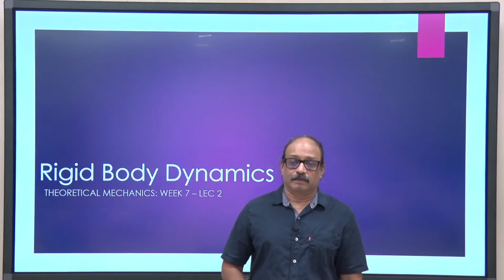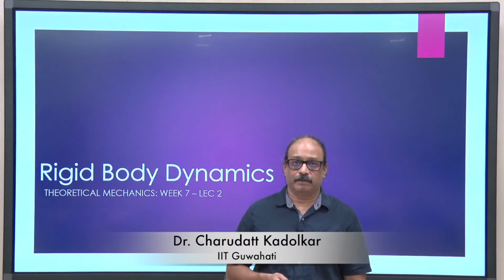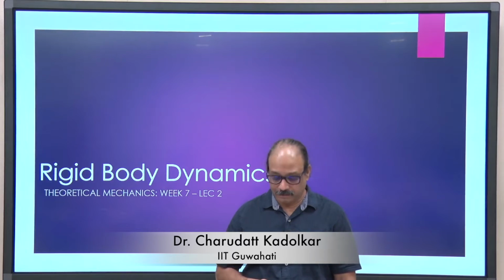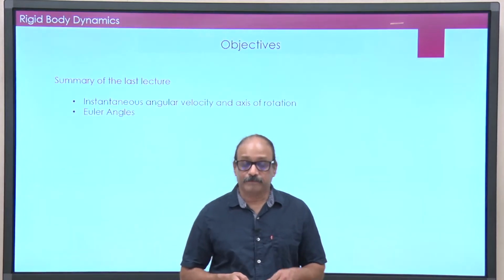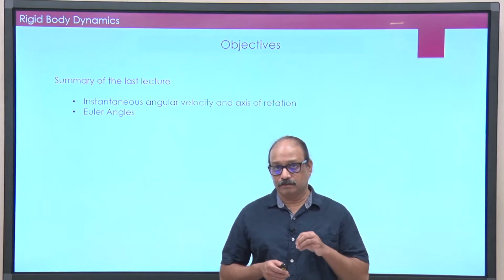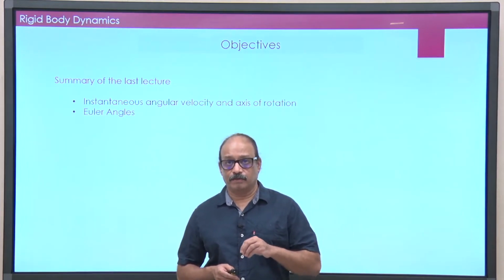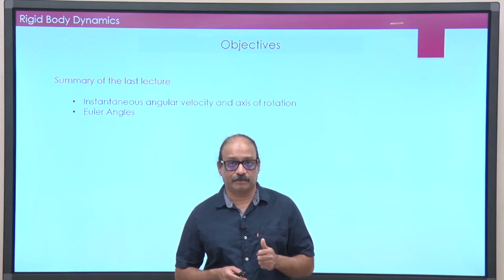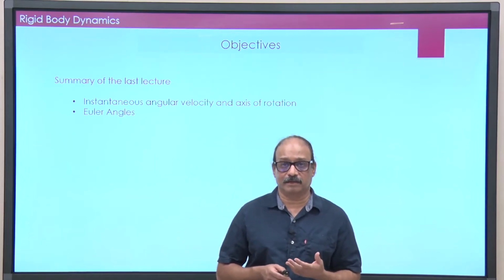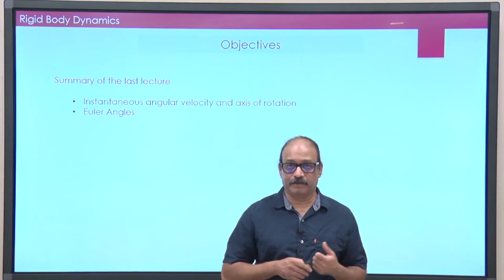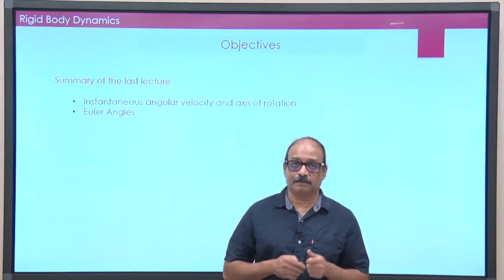Hello guys. So, in the last lecture we talked about the instantaneous axis of rotation and its application to Euler angles. Okay. So, given Euler angles, how to compute the instantaneous axis of rotation and instantaneous angular velocity is what we covered in the last class.